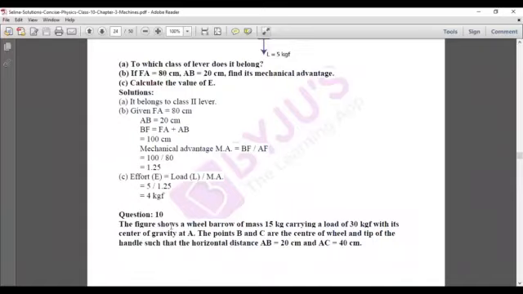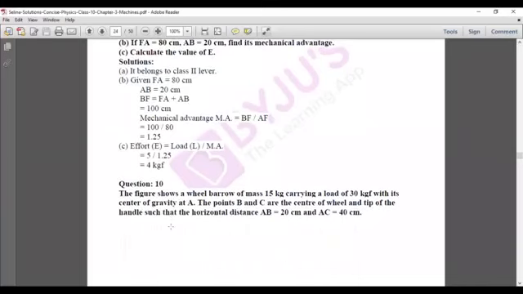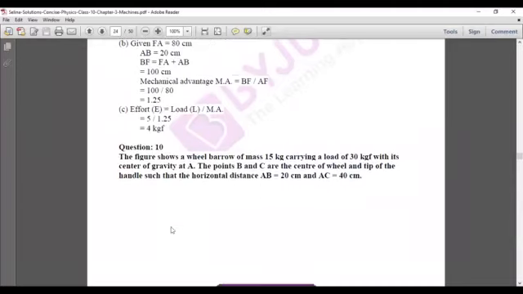So we need to calculate the value of E. Effort is load divided by mechanical advantage. Load is 5 kgf divided by mechanical advantage 1.25. Therefore, effort is 4 kgf.